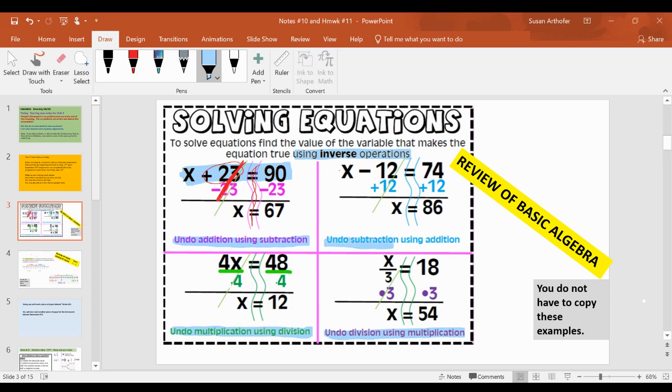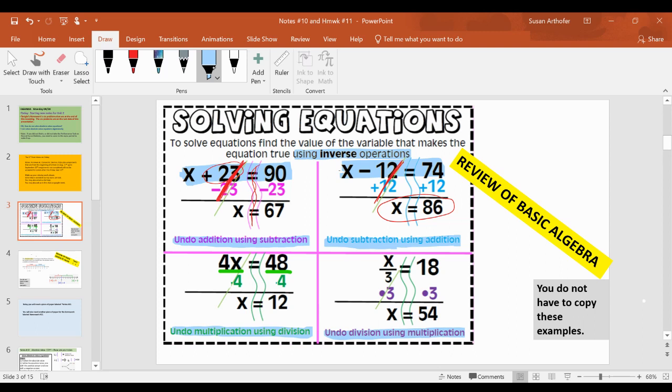And likewise, if you want to undo subtraction, then you use addition. So in this problem where it's what number take away 12 is 74, the opposite, inverse means the opposite. What's the inverse or opposite of subtract 12? It's to add 12, so you add 12 to both sides, and 74 plus 12, x would be worth 86.